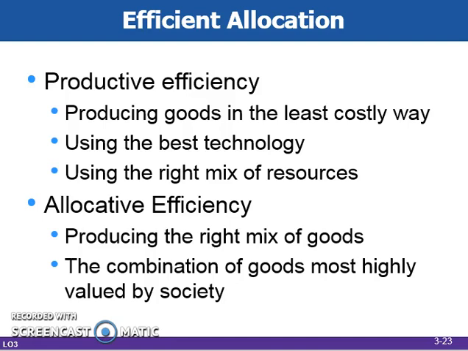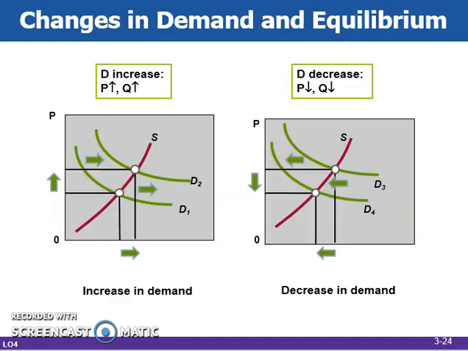Allocative efficiency requires that there be productive efficiency. Allocative and productive efficiency occur at the equilibrium price and quantity in a competitive market. Resources are neither over nor under allocated based on society's wants.